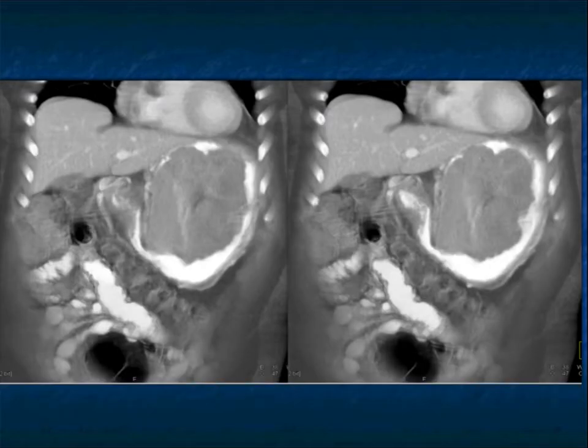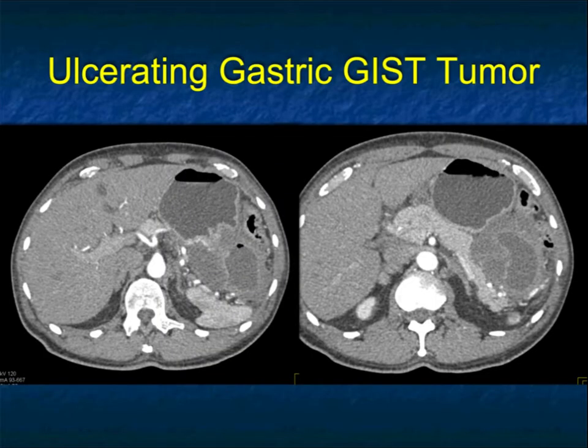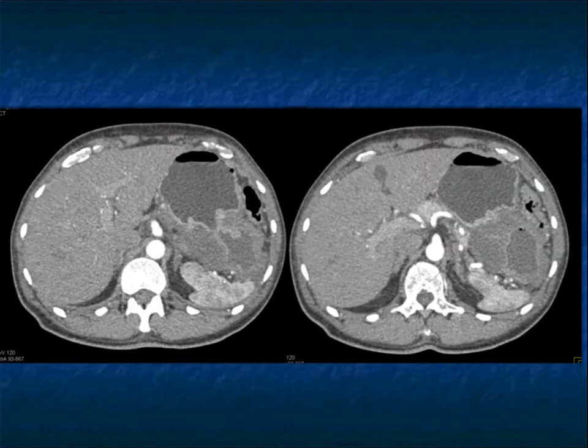And here as well with central necrosis, and the positive contrast is displaced around the large intraluminal component of the tumor. Now, we mentioned they can ulcerate. This is a really nice example of a large exophytic GIST tumor, but look at the areas of necrosis. You can see some air bubbles, but then as you look carefully, you can see this lesion is really ulcerating into the stomach, shown very nicely at this level right here.